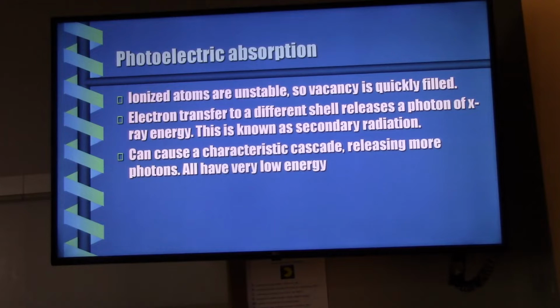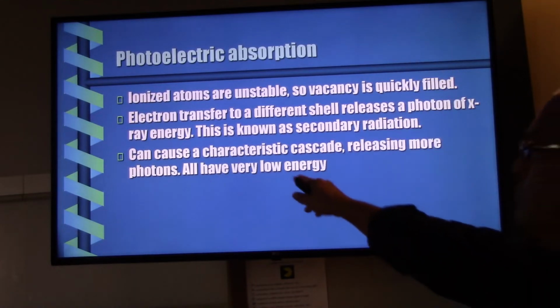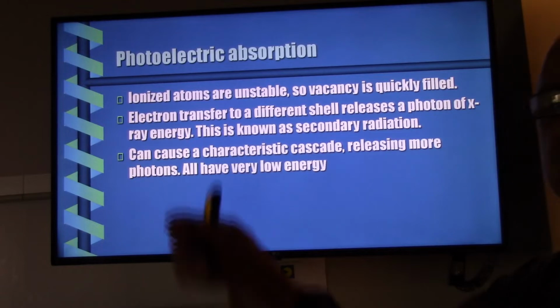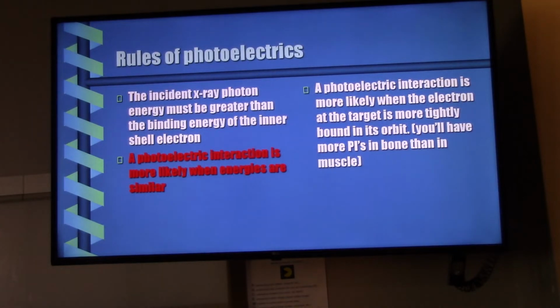Characteristic cascade, can it happen? Yes. Does it happen very often? No. Every X-ray textbook in the world talks about characteristic cascade. If you read it and don't understand it, leave me a message down below and I'll go back and explain it all to you, if you care to hear about it.